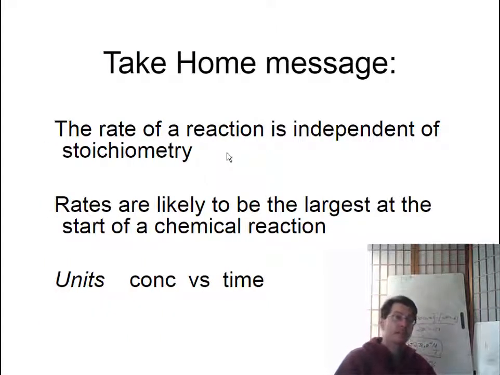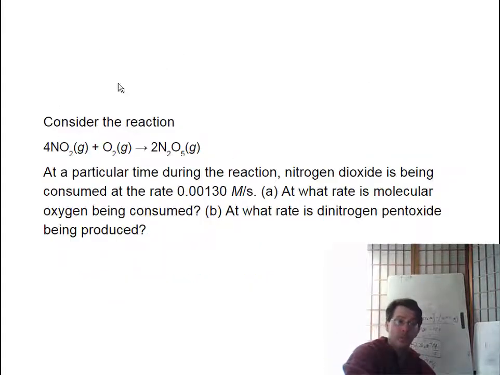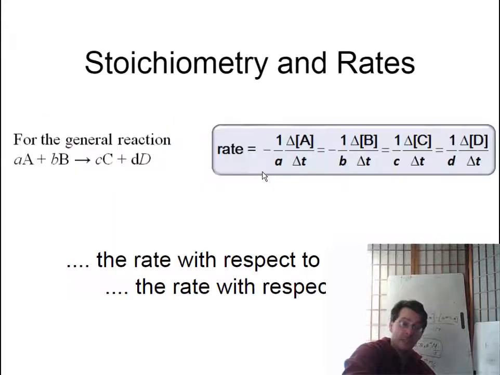Take-home message. The rate of a reaction is independent of stoichiometry, even though the NO2 may be decreasing 4 times as fast as the O2, the overall rate of the reaction will be the same, and you can prove that to yourself. If this was 1.03, you can figure out that this was 1/4 as much, and this would be twice as much as the O2. And you can prove that to yourself, and I highly recommend that you do.